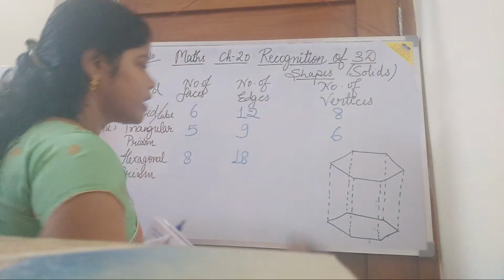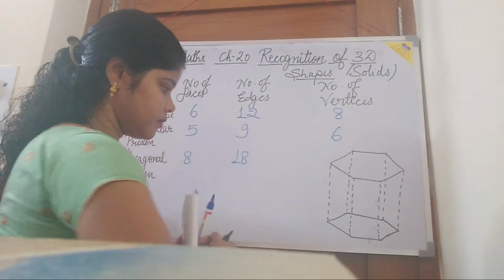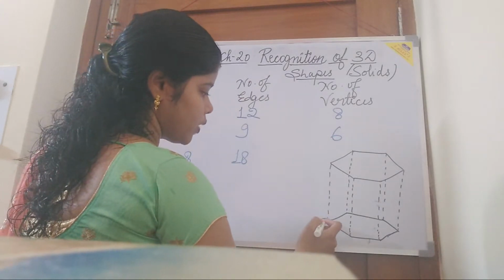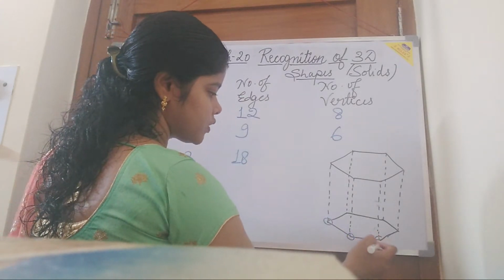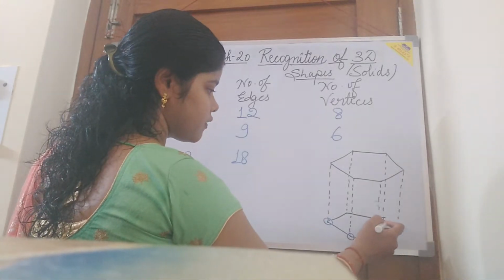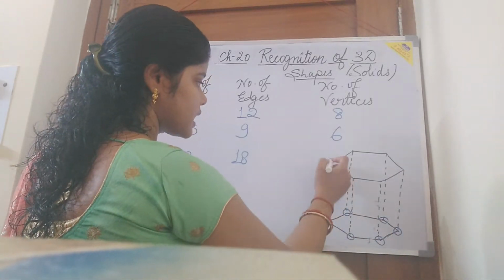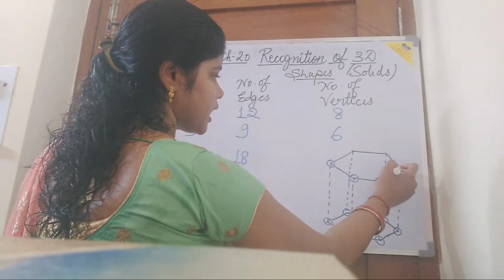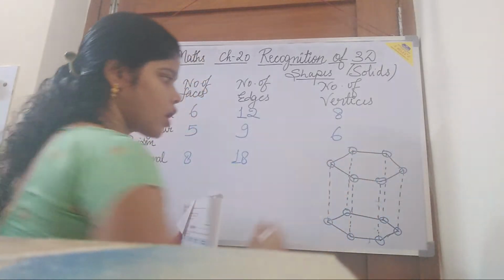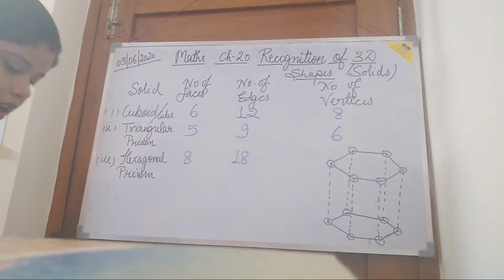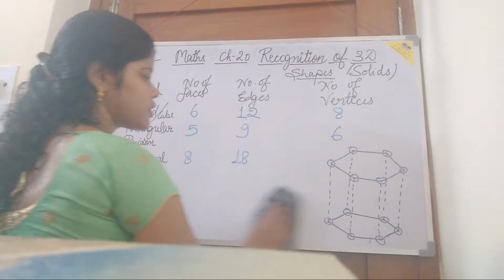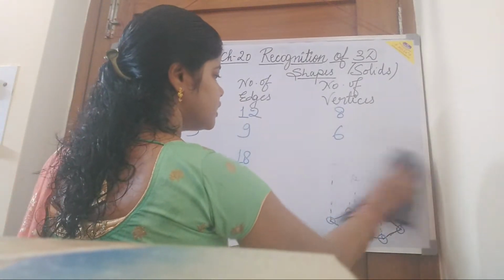Now the number of vertices, just count here. 1, 2, 3, 4, 5, 6, 7, 8, 9, 10, 11, 12. So how many vertices do we have? 12. So write here 12.